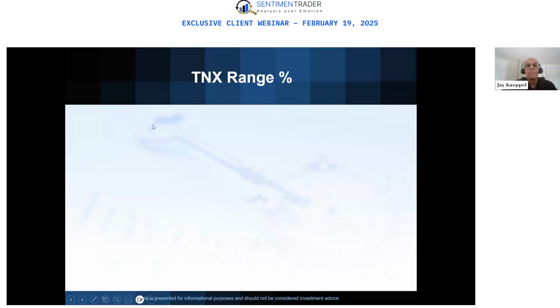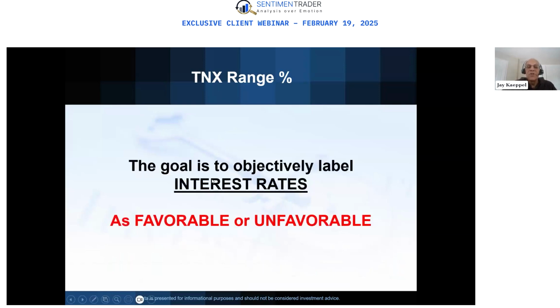All right, moving on. As I said, our programmers have been very busy keeping up with all this stuff and getting it into the software. TNX range percent. TNX is the 10-year treasury yield, and the goal is to objectively label interest rates as favorable or unfavorable. Again, you go on Twitter and you'll see 1,000 predictions of rates are about to come down, and other people will say exactly the opposite. And our goal is to be able to say, well, based on historical precedent, here's realistically what we think should happen.